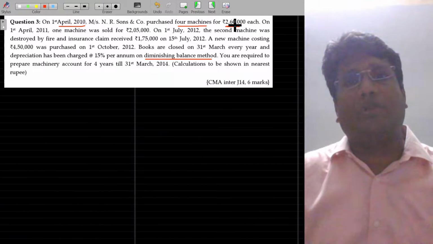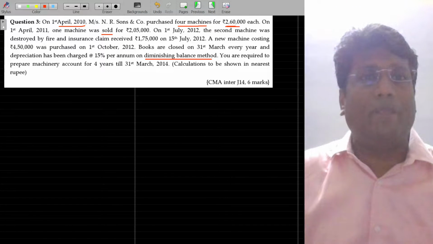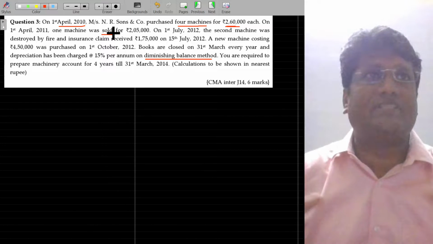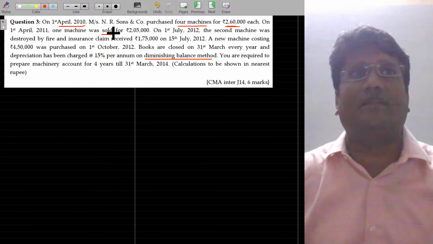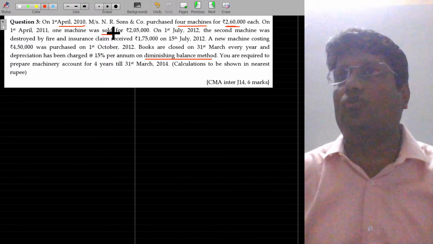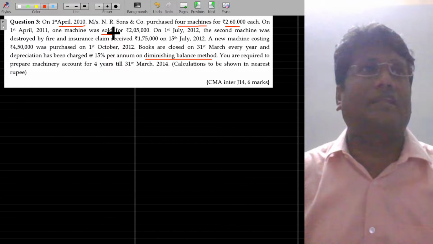So we have multiple assets purchased during the year, and some of them may be sold halfway through. So lots of assets are there, not one single asset. Now and then we'll constantly purchase some assets, and constantly some worn out assets could have been sold. In that case, how can you prepare the asset account?